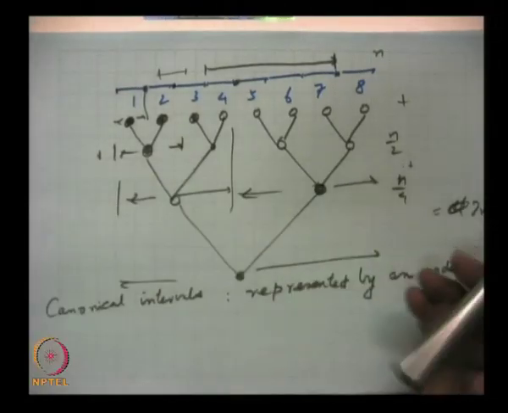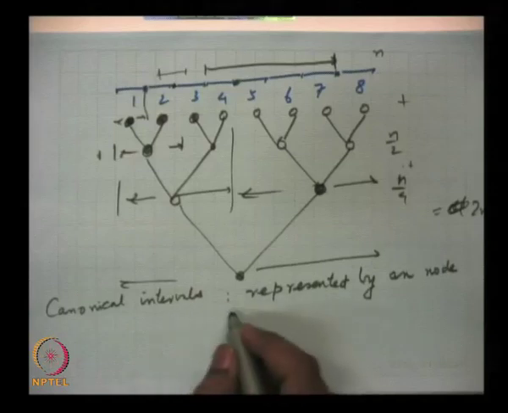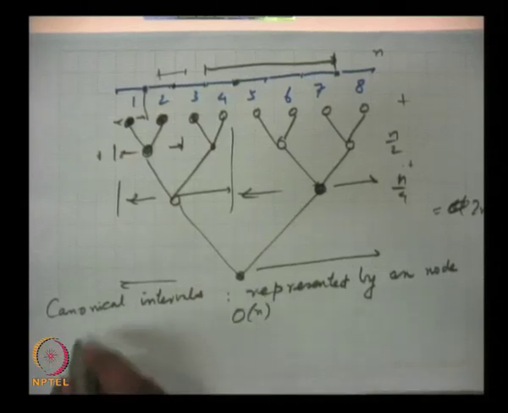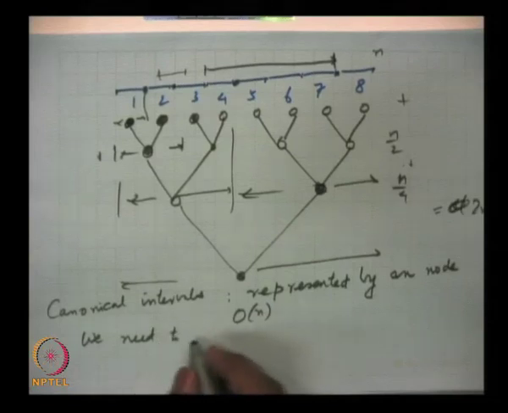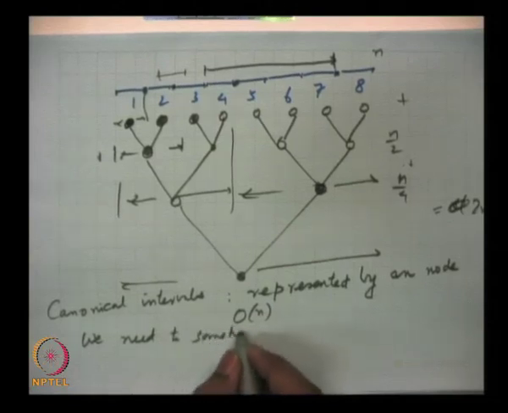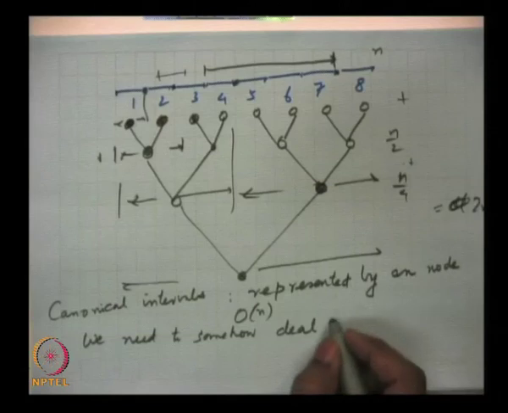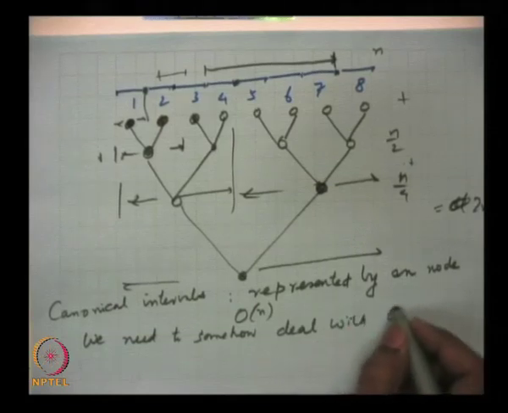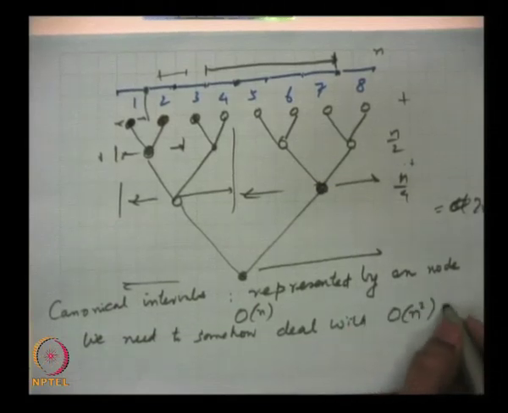So, we have only order n canonical intervals, and we need to somehow deal with order n square intervals.